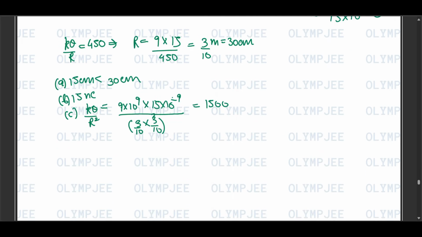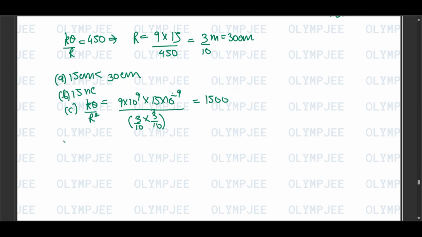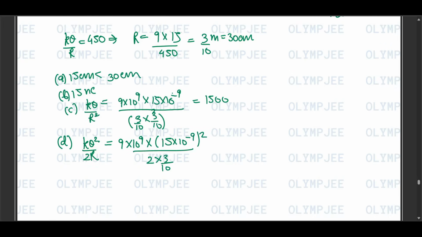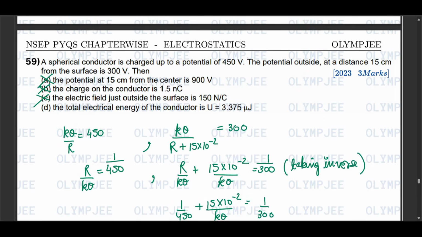So let us check D now. The energy is given as kq square by 2r. This is the self energy of a conducting sphere. So this comes out equal to 3.375 microjoule. So option D is correct.